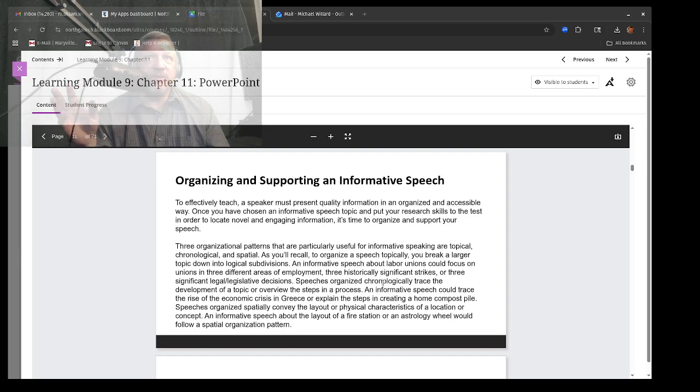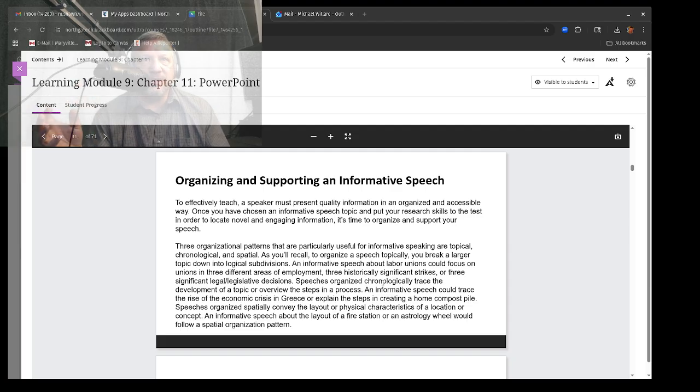There are 3 organizational patterns. We talk about this in public speaking, but I figure we need to go over it one more time. Topical, chronological, and spatial. To organize the speech topically, you need to break the topic down into subdivisions, logical breakdowns. If we think about a speech on labor unions, you could focus on unions in different areas of employment, or 3 historically significant strikes, or 3 significant legal and legislative decisions.